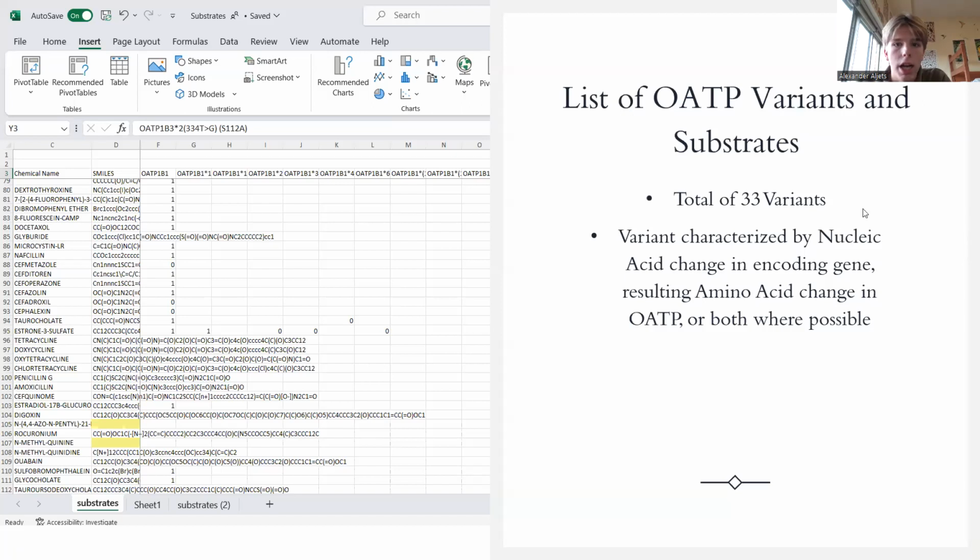I made the list of the OIT variants and their substrates, what picks up and what doesn't, marked by 1 or 0. Found 33 variants out of all those papers. I really think that's the right number that we know right now. It took a long time. Some of the papers had the nucleic acid and the gene that encoded it and the change in that, and some of them had the amino acid change in the actual OITP.